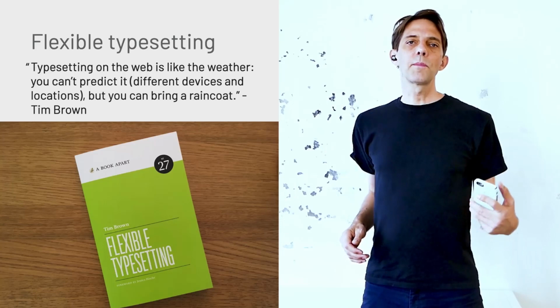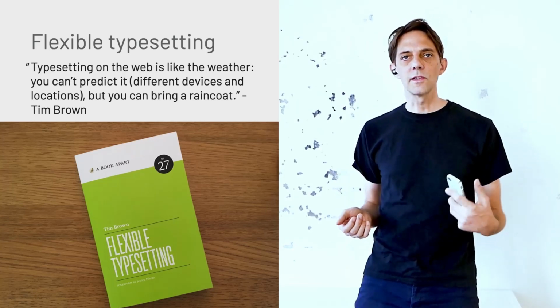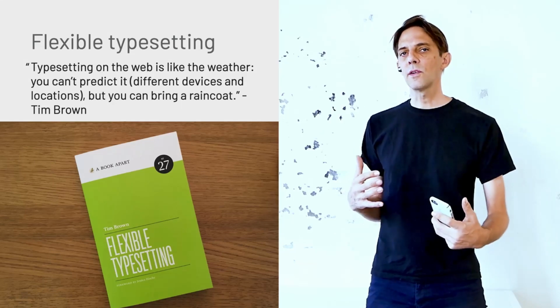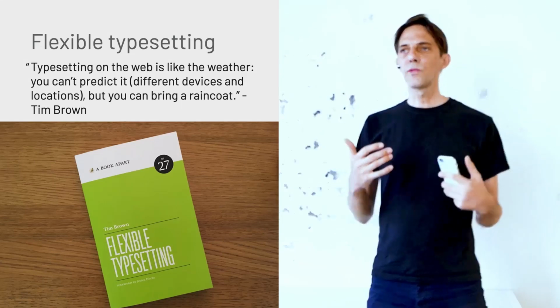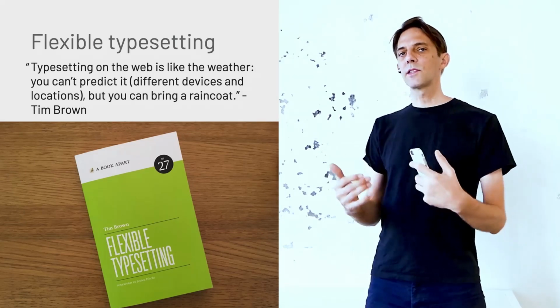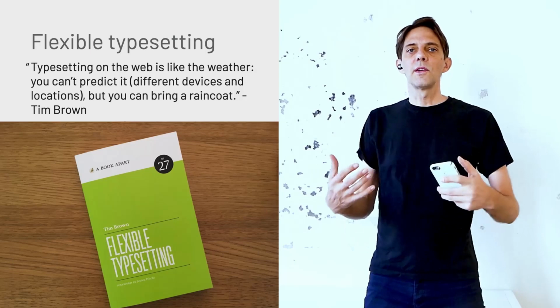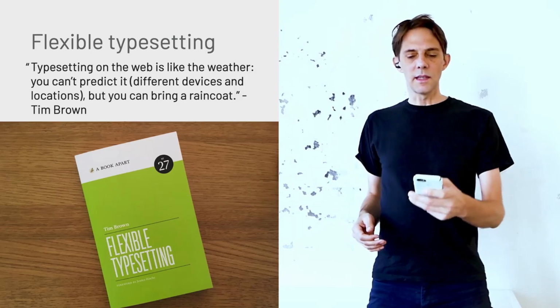Tim Brown wrote a book about this, and he said you can't really predict the situation in which people look at your type, but you can bring a raincoat. And he has in his book a lot of different techniques where you can anticipate and have fallbacks to different safety nets, so it would still show up and be readable at least.